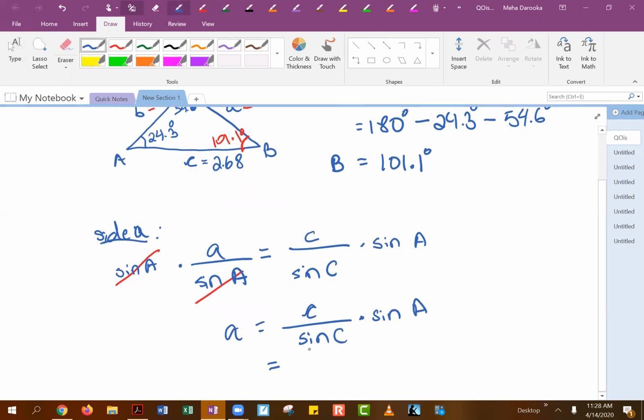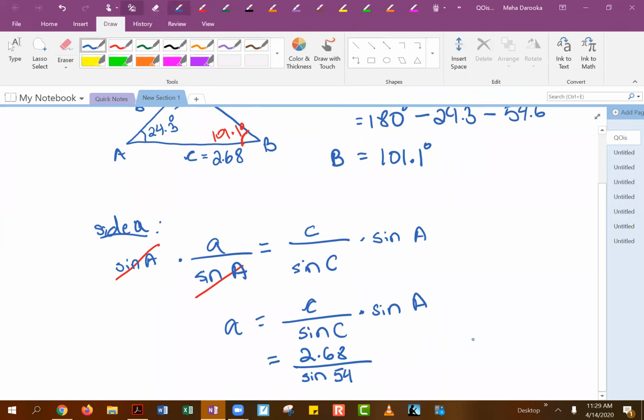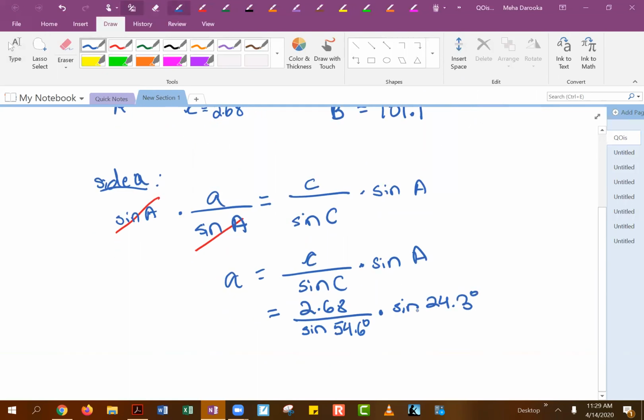And of course, our side C is 2.68 units. Sine of angle C was 54.6 degrees. And sine of angle A would be 24.3 degrees. And you can literally just enter this in your calculator and get a decimal approximation. Just make sure your calculator is in degree mode. And if your calculator does parentheses, then just make sure you're opening and closing parentheses accordingly.